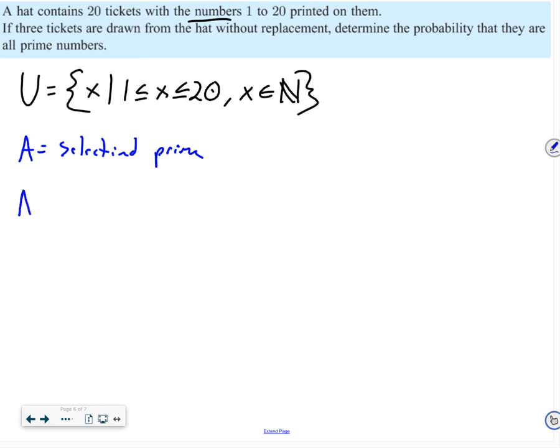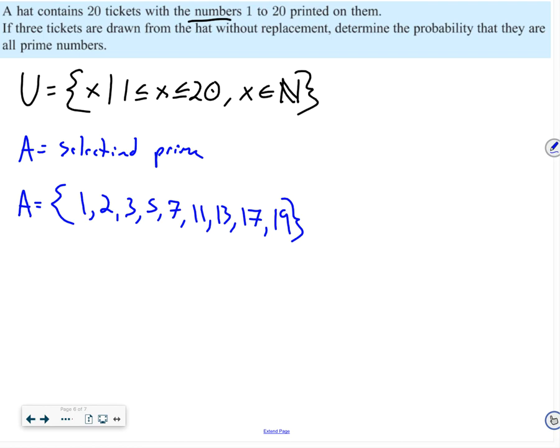Well, what is the set of prime numbers in our universal set? Well, 1's a prime, 2's a prime, 3's a prime, 4's not, 5 is, 6's not, 7 is, 8's not, 9's not, 10's not, 11's a prime, 12's not, 13's a prime, 14's not, 15's not, 16's not, 17's a prime, 18's not, 19's a prime, and 20 is not. So those are the elements that are prime.